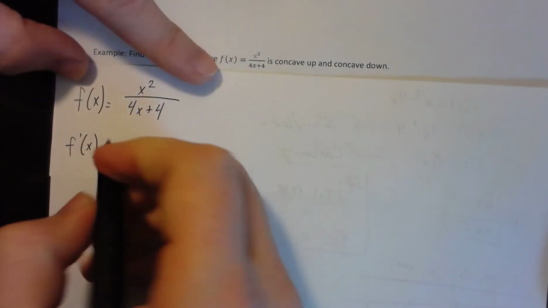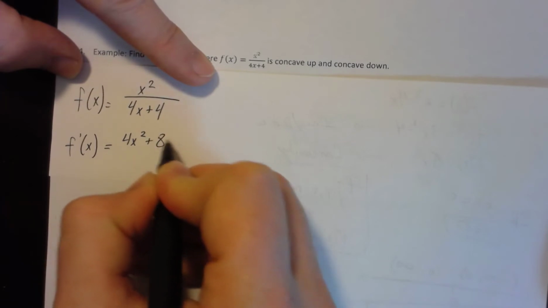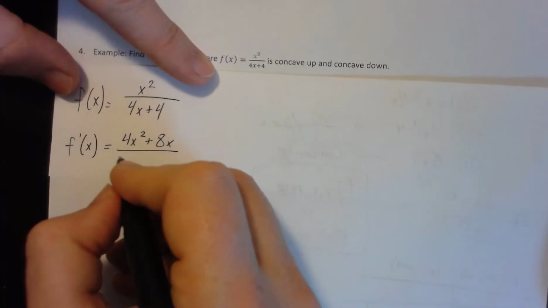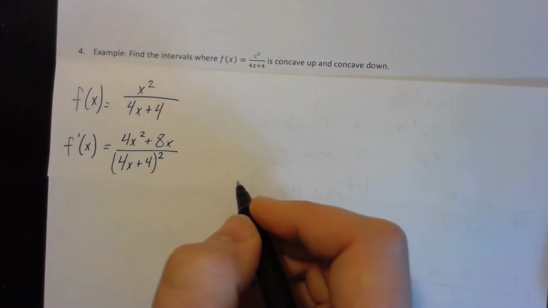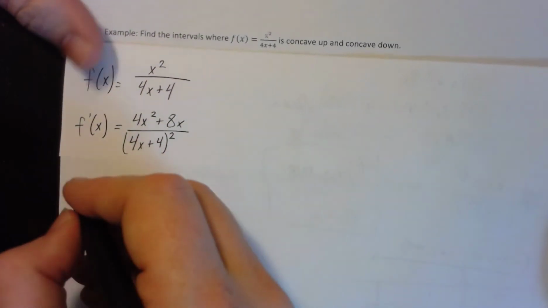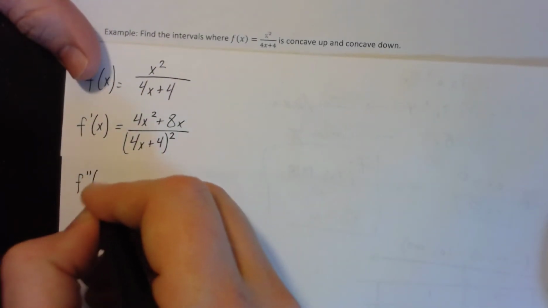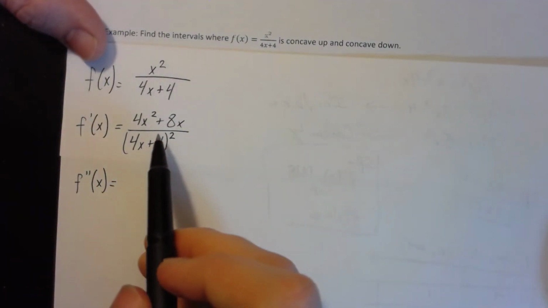function and then simplified it to end up with a function that was 4x squared plus 8x all divided by (4x plus 4) quantity squared. Now, with this information, I'm going to go ahead and apply the quotient rule one more time, because again, the most complicated part of these problems is taking the second derivative. So, very carefully, I'm going to apply the derivative rules.